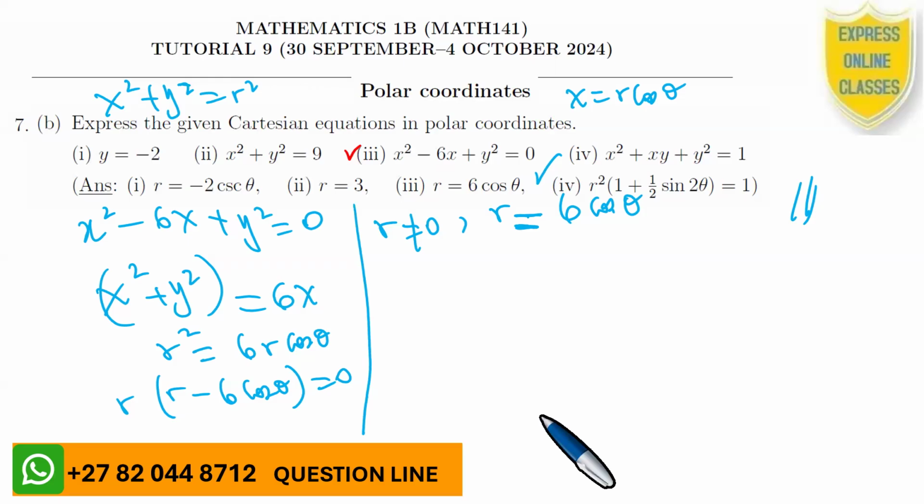So we continue right now to analyze the next equation.